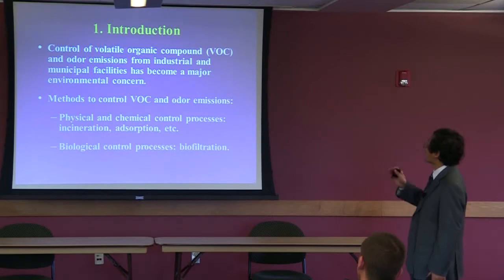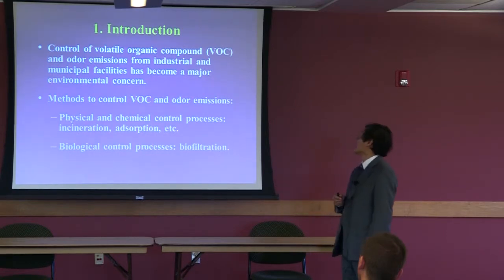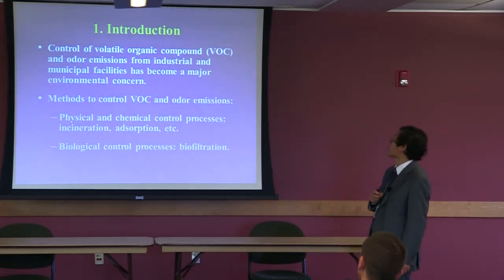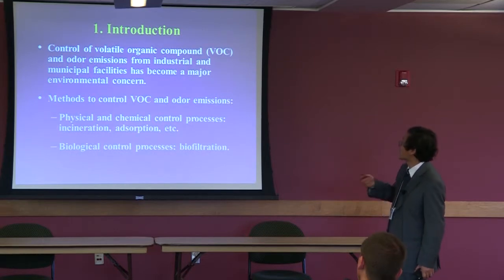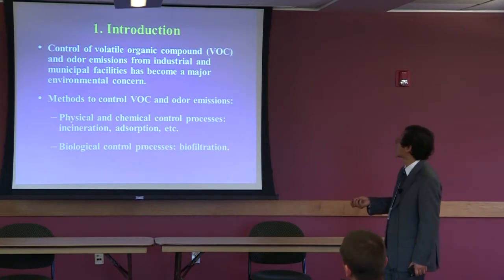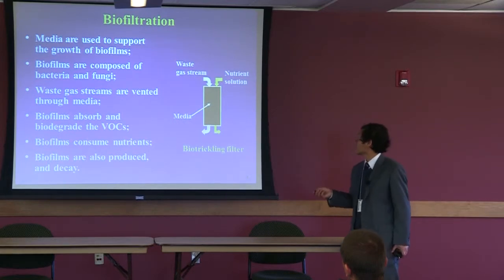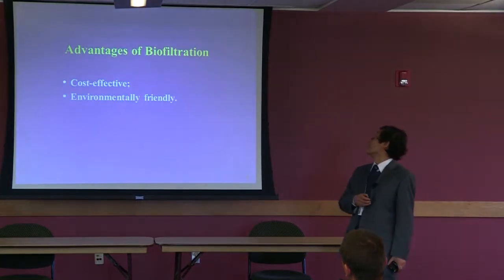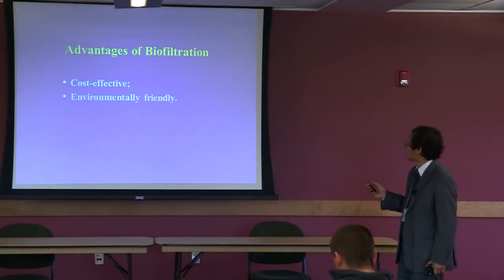First, I will give an introduction. Control of volatile organic compound and odor emissions from industry and municipal facilities has become a major environmental concern. Methods to control VOC and odor emissions include physical-chemical control processes and biological control processes. This is the schematic of biofilters. And the advantages of biofiltration include that it is cost-effective, environmentally friendly, and the process is simple.